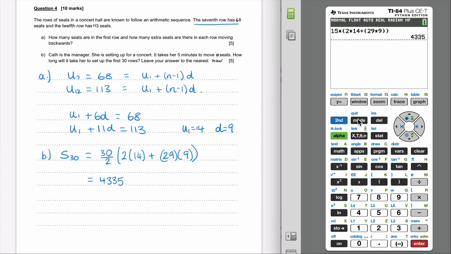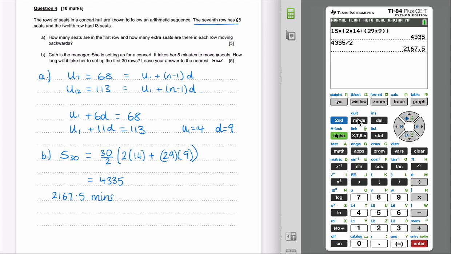Now, if it takes 5 minutes to move 10 seats, essentially what we're being told there is it takes half a minute to move a seat. So approximately half a minute, because she can move twice as many seats as minutes. So if I divide that by 2, that gives me 2,167.5. And that's how many minutes it will take her to move all of those chairs.